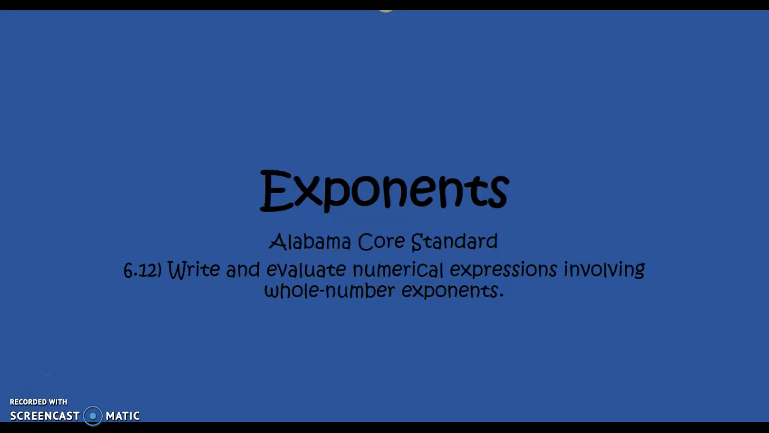Hello class. Today we will be learning how to do exponents. We will write and evaluate numerical expressions involving whole number exponents.